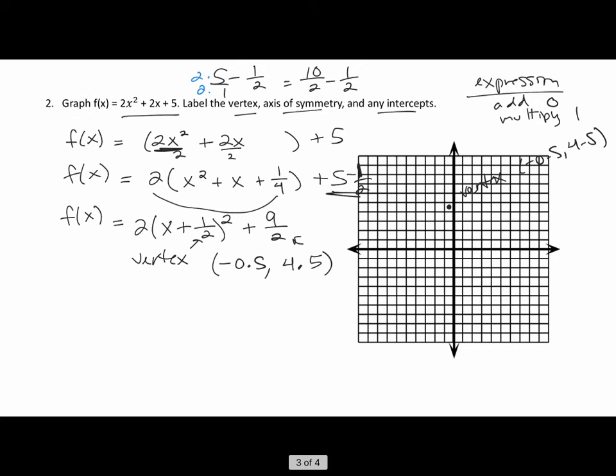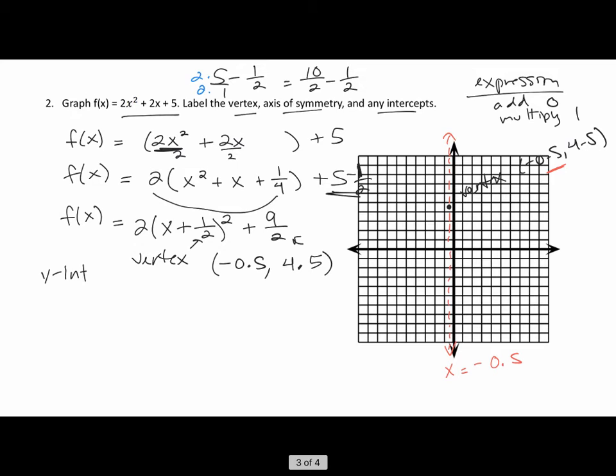Okay. Then axis of symmetry goes through that vertex. It's a vertical line, dotted line. So x equals negative 1/2. Now we need some points. So let's go for some intercepts.